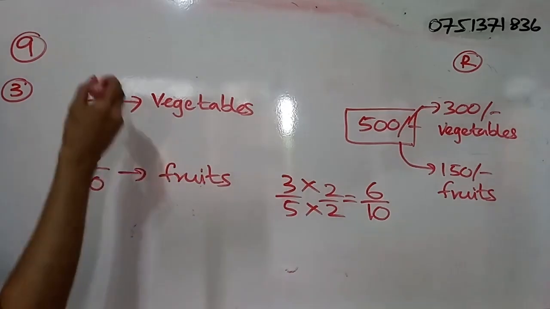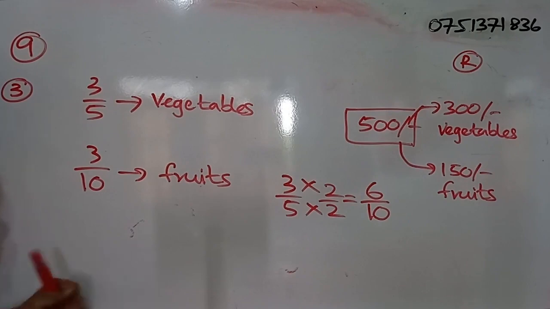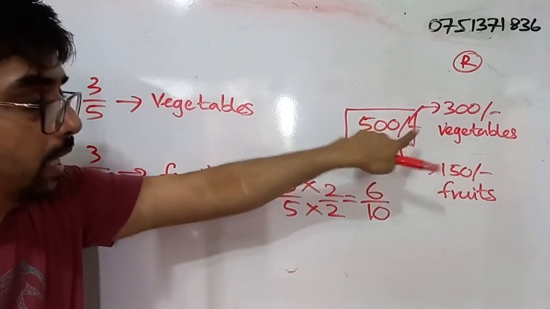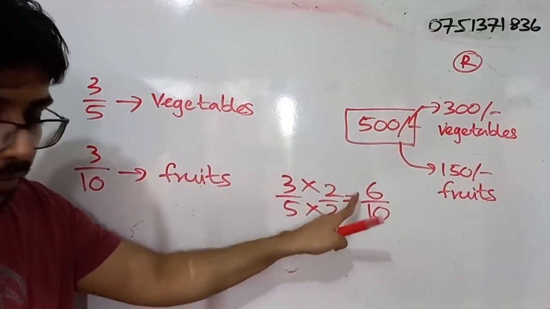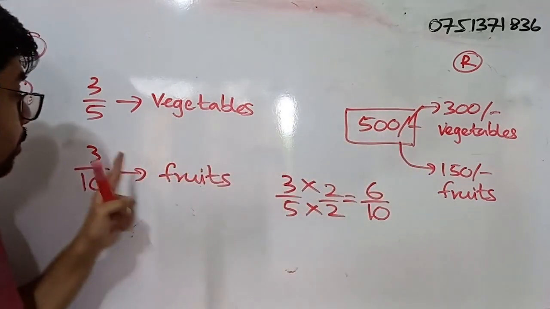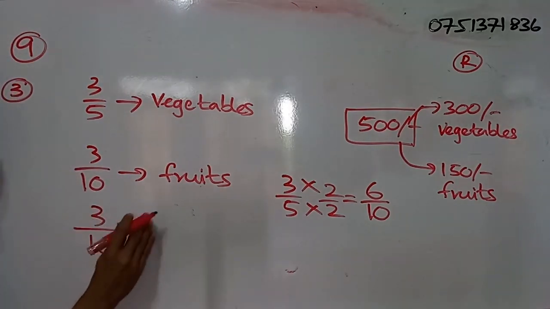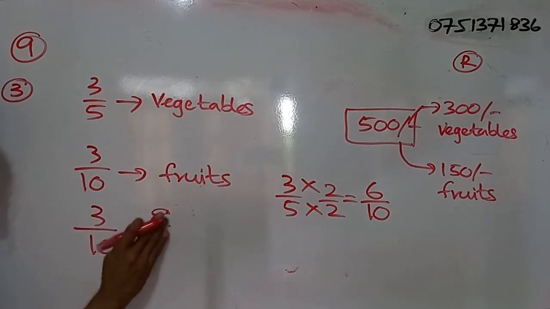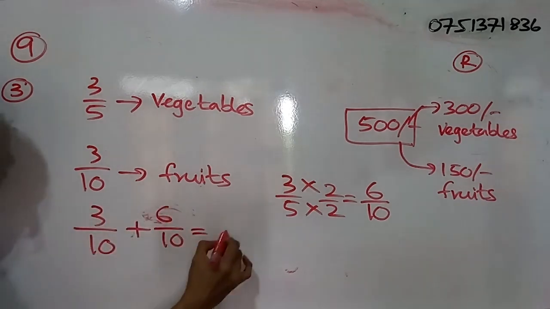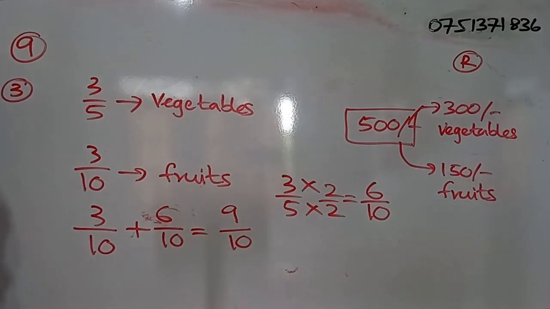She spent 300 rupees out of 500 rupees for what? Vegetables. When we convert that information into fractions, what will it be? 6 by 10 for vegetables. 3 by 10 for fruits. What is the total amount? 3 by 10 plus 6 by 10. So this is fruits, this is vegetables. What is the total amount? 9 by 10.